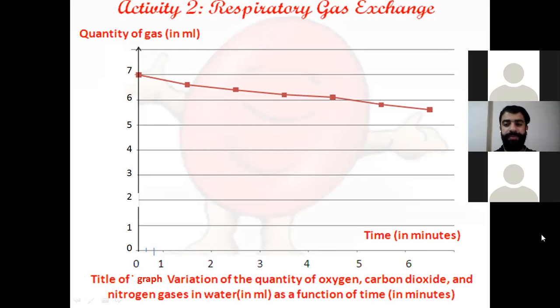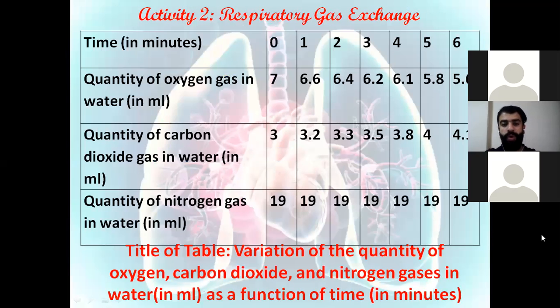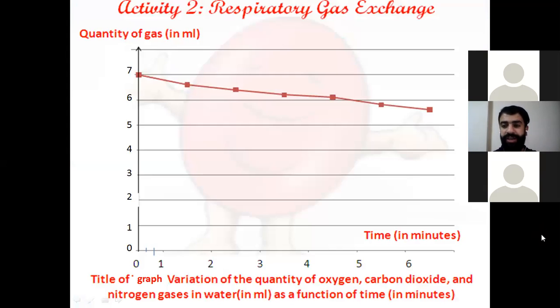What do you think? Which gas is decreasing here in this table? Oxygen, carbon dioxide, or nitrogen? Oxygen. So this line represents the one for oxygen. Thank you, Zahra. The first bonus point goes to Zahra. So the first red line represents the one for the oxygen.